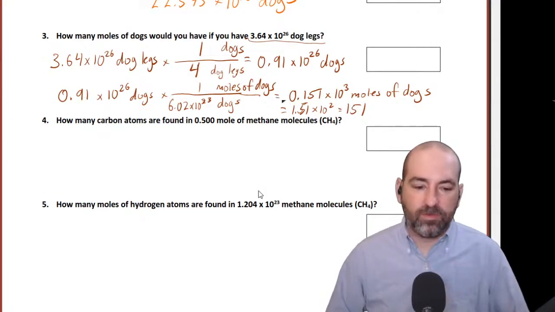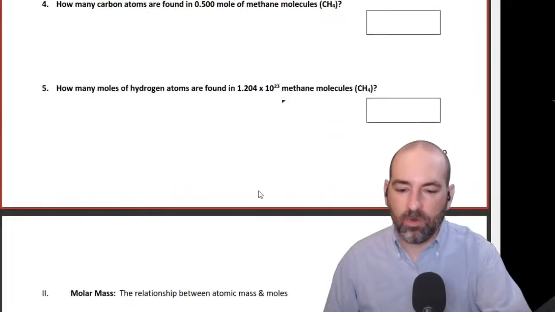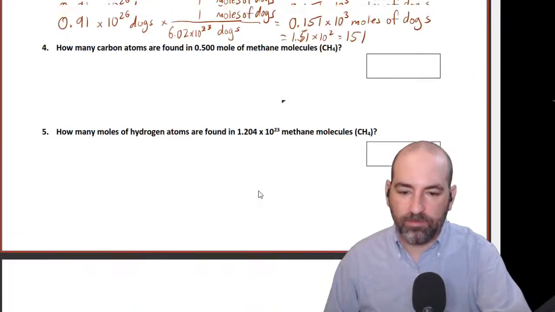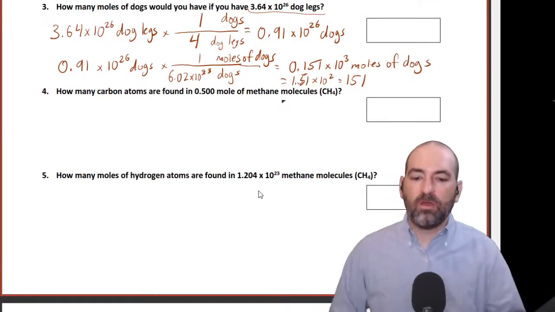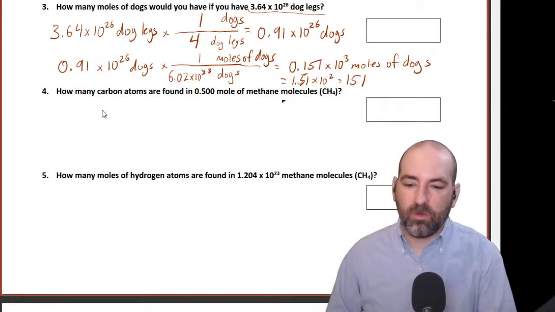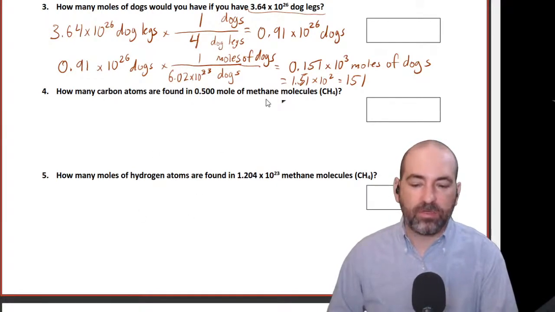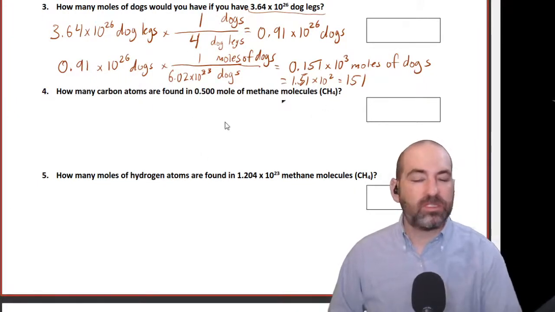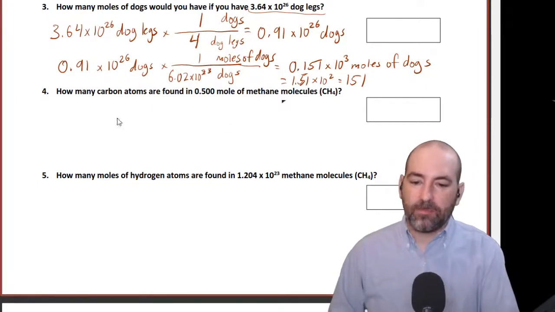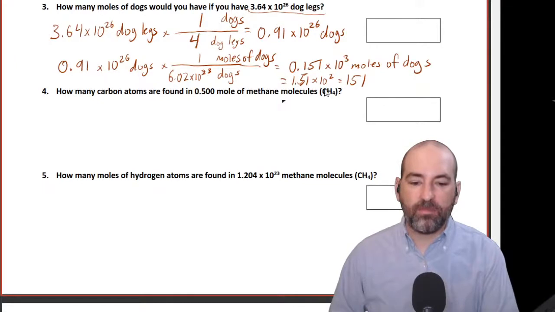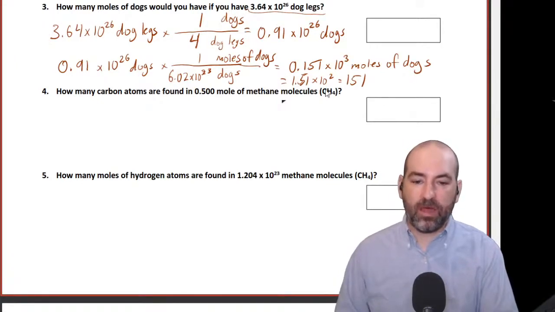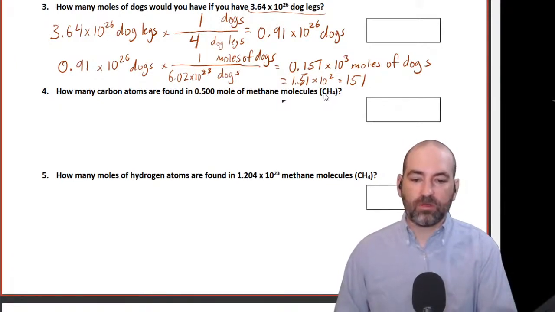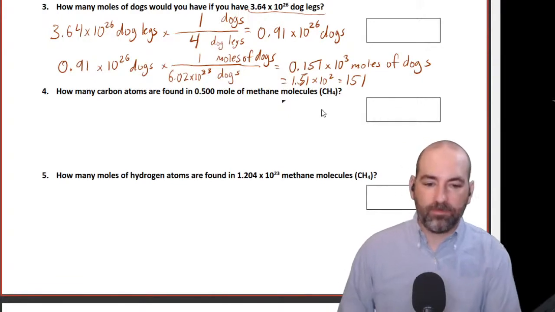Okay, now let's move this into the mole and molecule realm. And notice that when we talk about how many atoms are found in a particular number of moles of molecules, we're really doing the same thing as the dogs and the legs. If we want to know how many carbon atoms are found in 0.5 moles of methane molecules, well, we have to know how many carbon atoms are in each methane molecule. And in this case, it's 1. So there's 1 carbon atom per molecule.